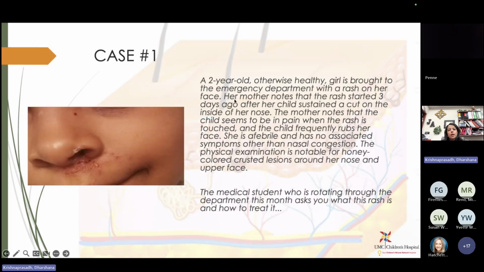Going over another case, there is this 2-year-old who has a rash on her face. Mother notes that the rash started 3 days ago, after the child sustained a cut on the inside of the nose. She notices that the child seems to be in pain, keeps touching this rash and frequently rubbing her face. Afebrile, no other associated symptoms other than nasal congestion. The physical examination is shown in the picture, and she is noted to have honey crusted lesions around her face, upper face and lips. The medical student is asking you what this rash is and how to treat it.